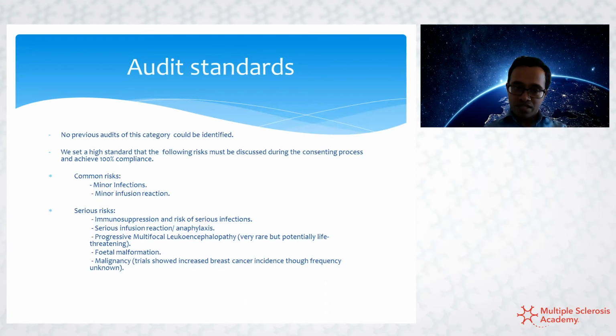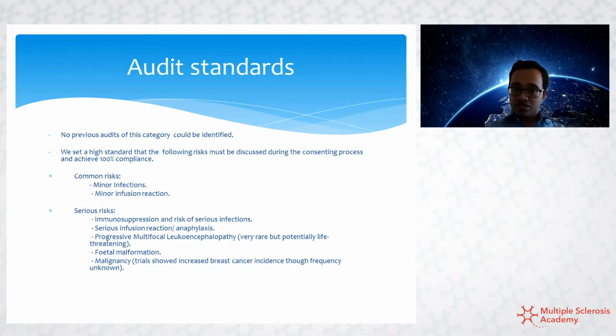On the serious risks, the consent form should have the risk of immunosuppression and risk of serious infection discussed. The risk of serious infusion reaction, including anaphylaxis, should be discussed with the patient. PML, though it's a very rare complication, can be potentially life-threatening and should be discussed with the patient.